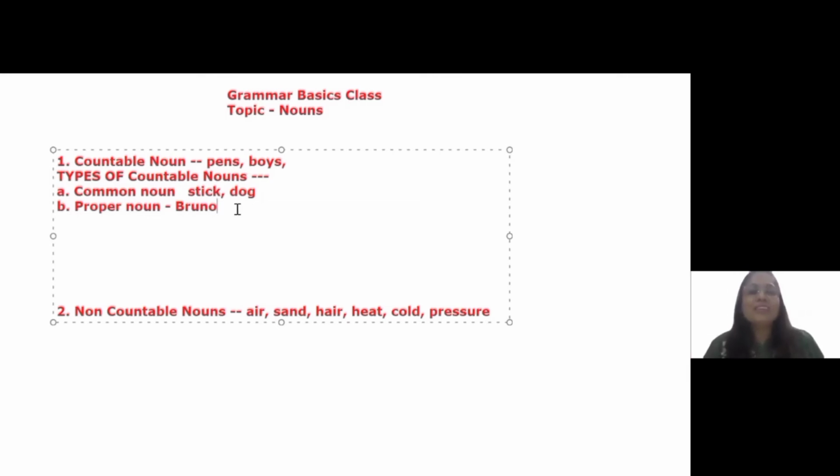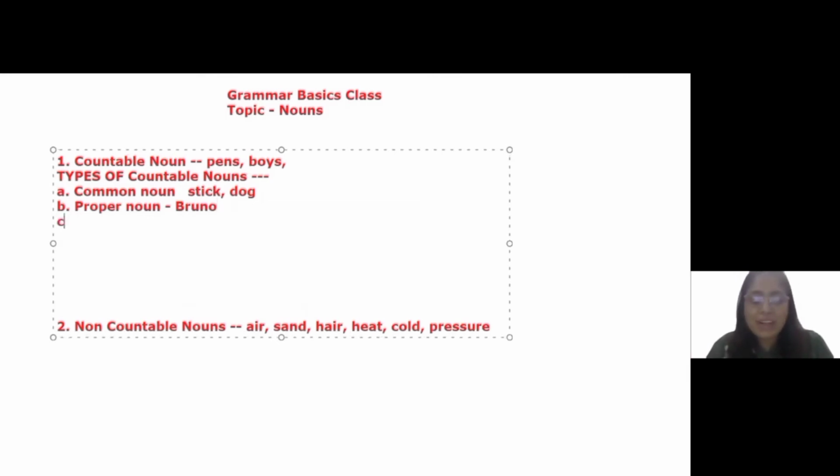All right. And the third one is collective noun. Now, when we take a number of these and put them in a group, then it becomes a collection or a collective noun. For example, if I have so many elephants and I group them together and call it a herd, so it is a herd of elephants. So these are the three types of common nouns, countable nouns, that is common, proper, and collective noun. Now, I'm sure you found that to be really very easy.